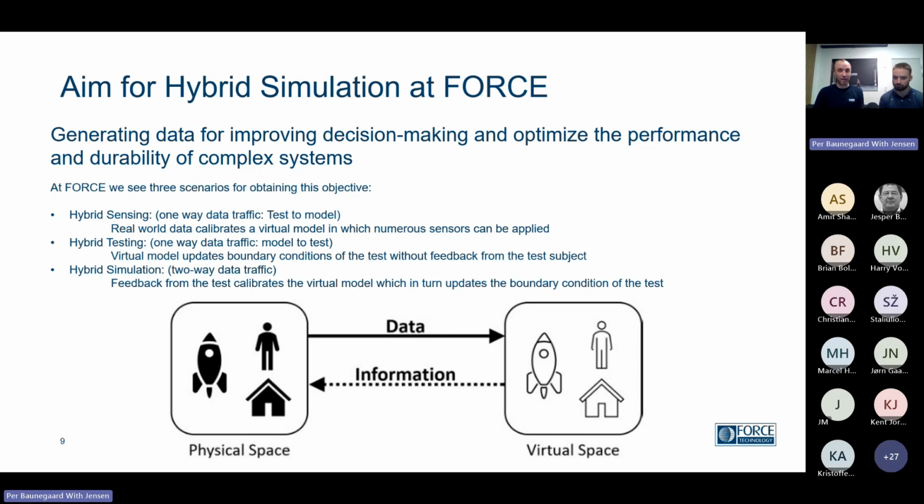Then in the final version, hybrid simulation, we have two-way traffic back and forth between the model and the physical test. The model comes with its boundary conditions to the test, and then the test sends back data. The model updates itself and sends new boundary conditions if needed. It's the last one that we will share two examples of that we have done in the last year. And we'll start with Anders presenting one example.